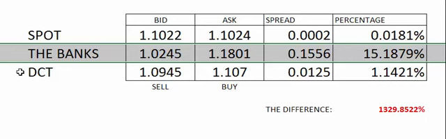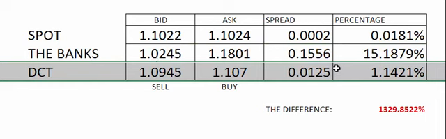So now let's take a look at discount currency transfers. You can see it's a lot less than the banks and not quite the spot price, but compared to the banks, it's a lot better. So this is actually a conservative example because the rate that you're going to get at discount currency transfers is going to depend on the currency that you're buying or selling, whether it's the euro or the Russian ruble or the Canadian loonie. It's going to depend on the actual rate that you get, but it's always going to be significantly, substantially better than the banks.